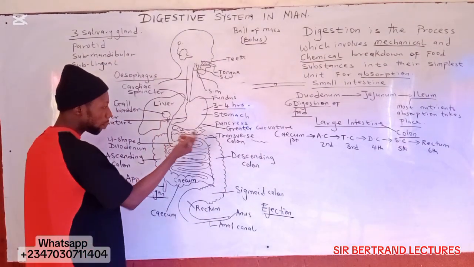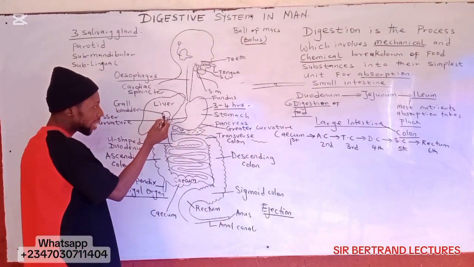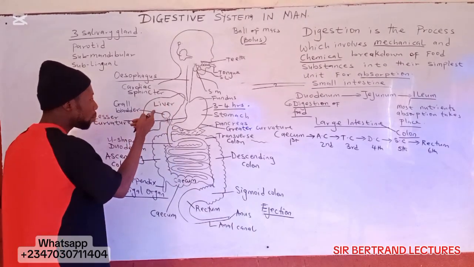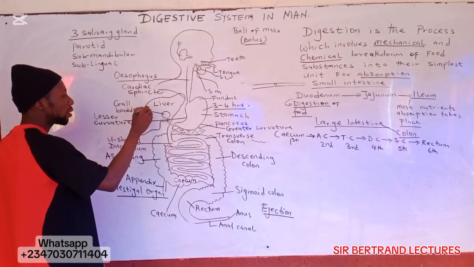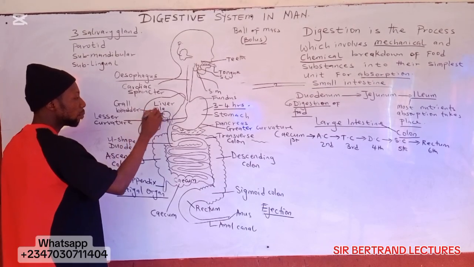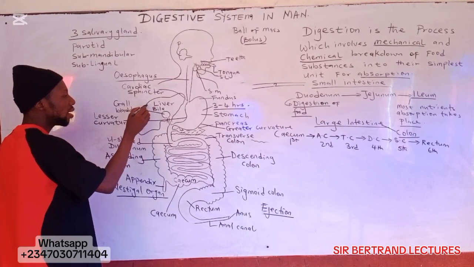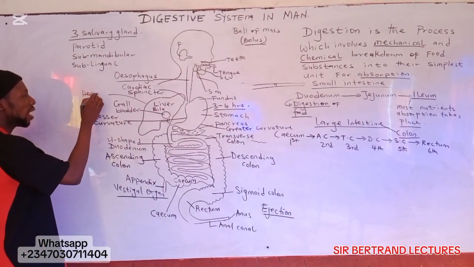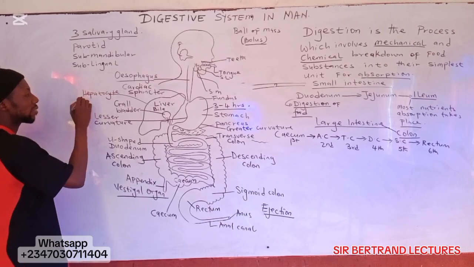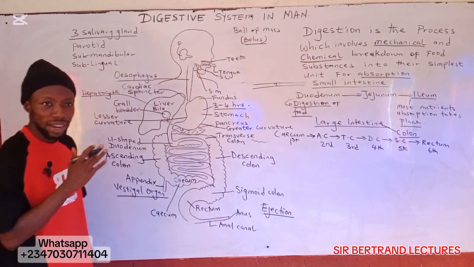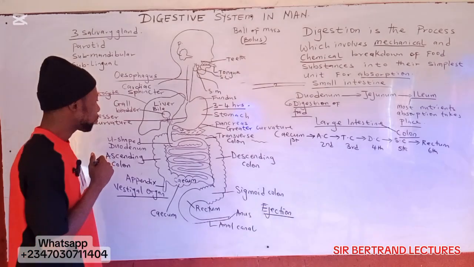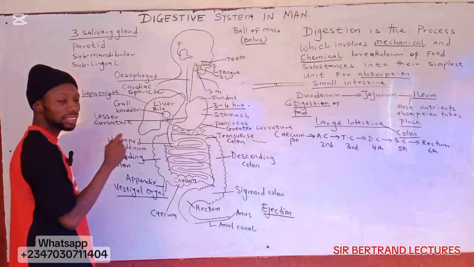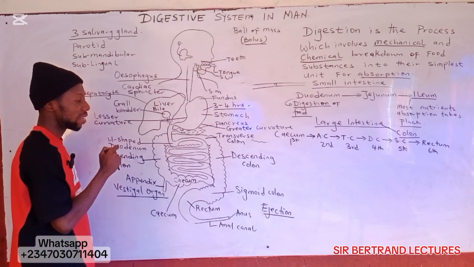Then here is the pancreas. We have the gallbladder, we have the liver here. The liver produces bile, and the cell in the liver that produces this bile is hepatocytes. That's the cell in the liver that produces bile. Then this bile produced by the liver is stored here temporarily in the gallbladder.